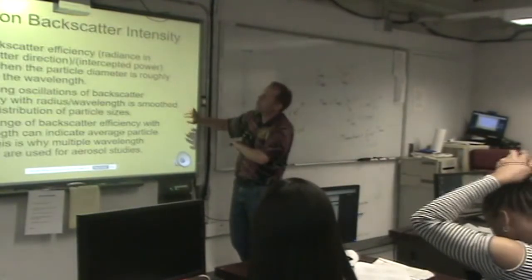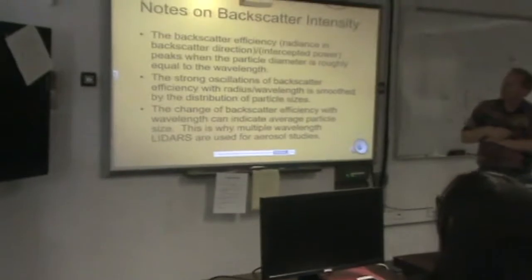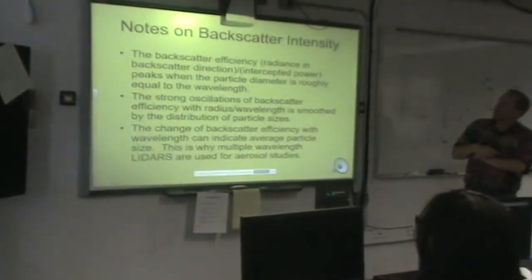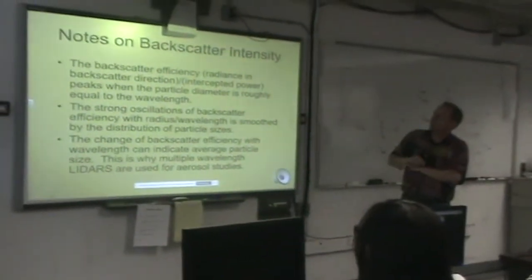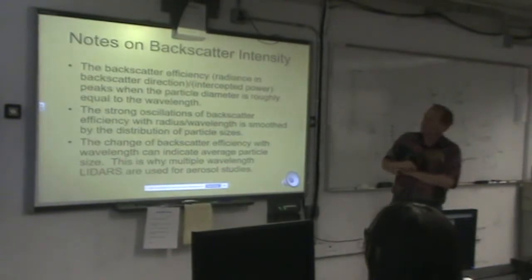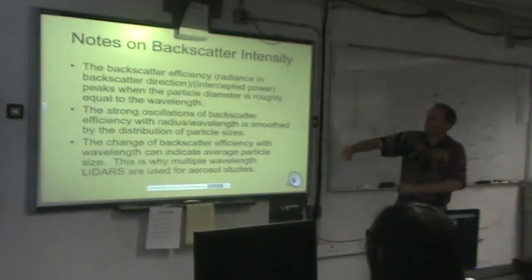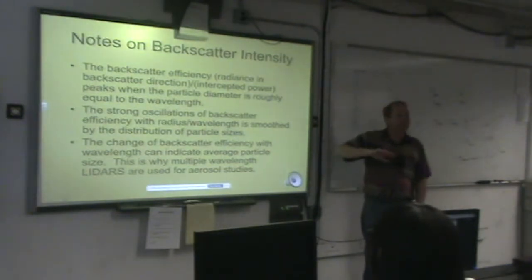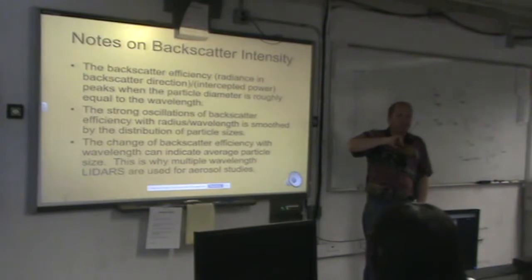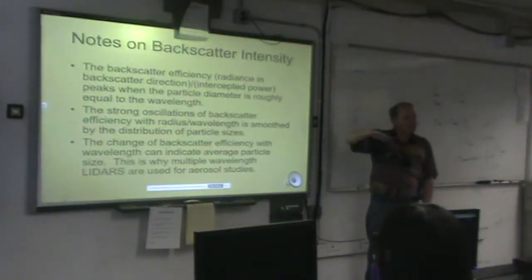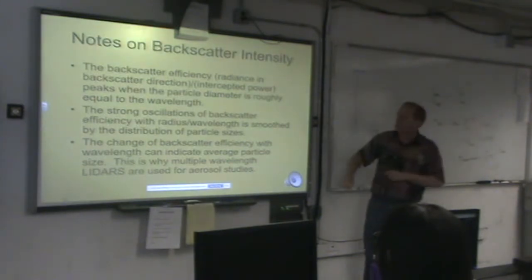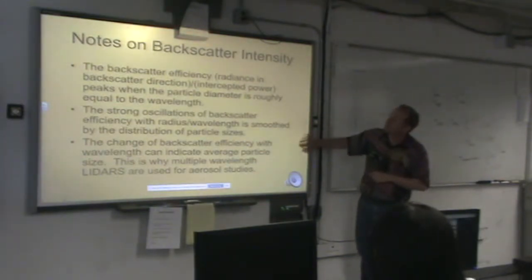We're almost through. Okay? So, backscatter efficiency peaks when the particle diameter is roughly equal to the wavelength. But you get all these strong oscillations. However, you can get an average particle size. In fact, you want a whole distribution of particle sizes, otherwise you wouldn't be able to figure out anything. It would be too complicated. So you need a distribution of different particle sizes to average out all of these ripples.